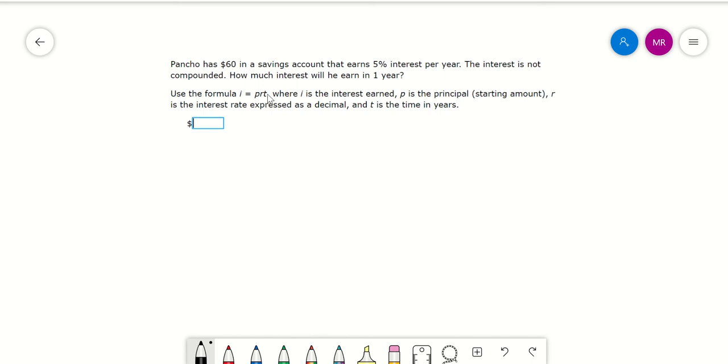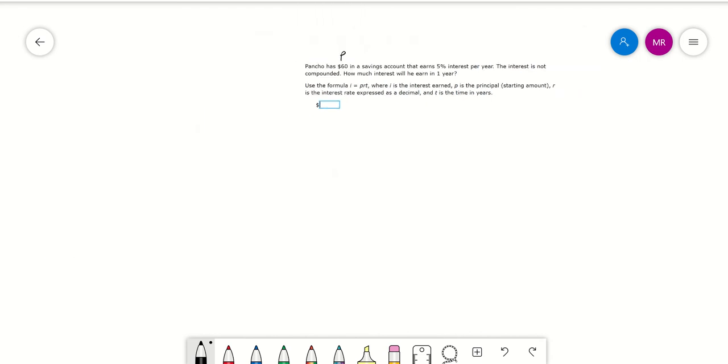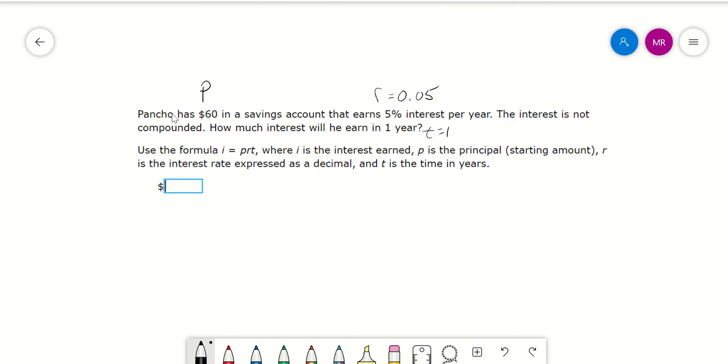So Pancho has $60 in his savings account. That is his principal. And it earns 5% interest per year. So that's the rate. All right, let's try that again. Pancho has $60, that's his principal, in a savings account that earns 5% interest per year. So R, the rate, is 0.05. That is 5%. The interest is not compounded, that means it's simple interest, that's what we've learned about. How much interest will he earn in 1 year?